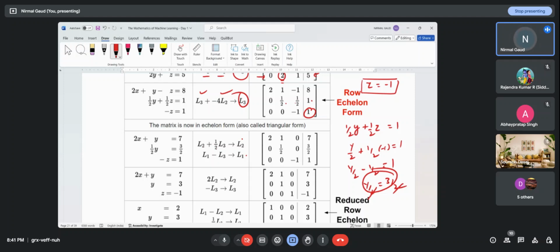Row 2 plus 1 by 2 row 3 is equal to row 2. If I apply this thing, here is the answer. This again becomes 0. So your target is to make zeros. Okay, now this thing is again 0. Okay, similarly, row 1 minus row 3 is equal to row 1. So this is row 3, this is row 1, subtract it. So I got one more 0 here.